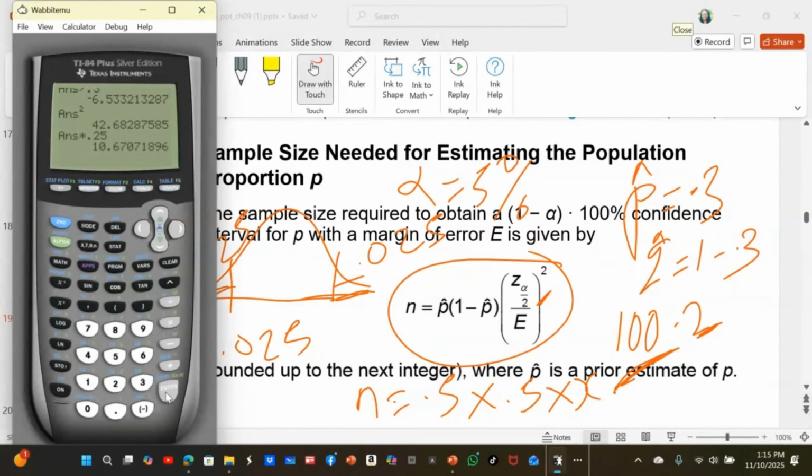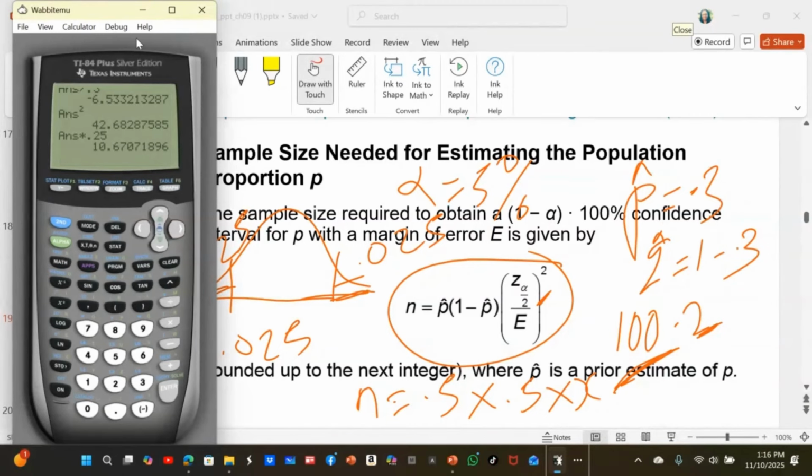And I'll get an answer, and this answer is approximately 10.67, which is 11, because in sample size calculation, you must round up. So the rounded up answer is: sample size is equal to 11. So the sample size needed for this calculation is 11, whatever the units may be, maybe grams or anything.